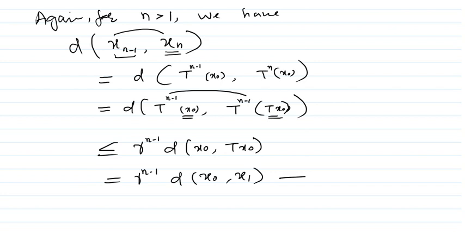So note this one. This is equation number 3, inequality 3 you can say. The distance between x_{n-1} and x_n is less or equal to r^{n-1} times the distance between x naught and x1.